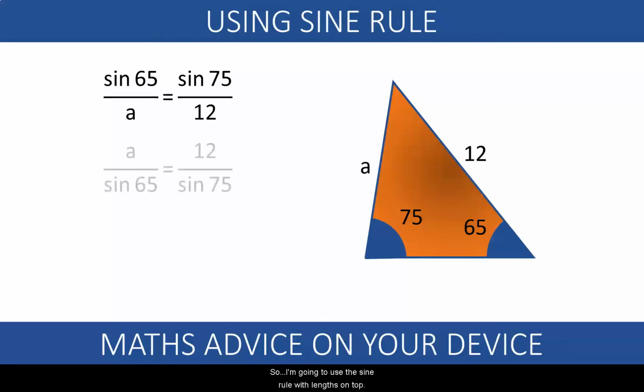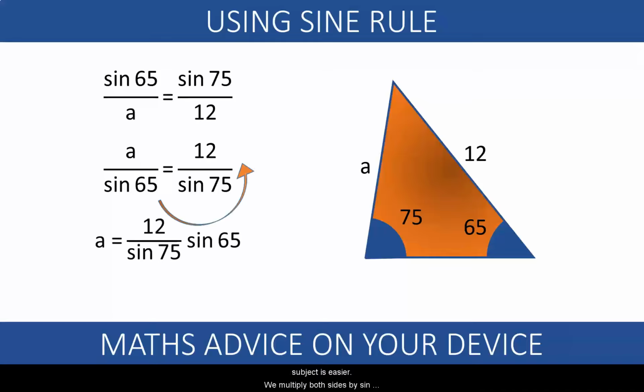In this second example, we are missing the length A, so I'm going to use the sine rule with lengths on top. A over the sine of 65 equals 12 over sine of 75. That way, making A the subject is easier. We multiply both sides by sine of 65, and A is 12 divided by sine of 75 and multiplied by sine of 65, approximately 11.3.